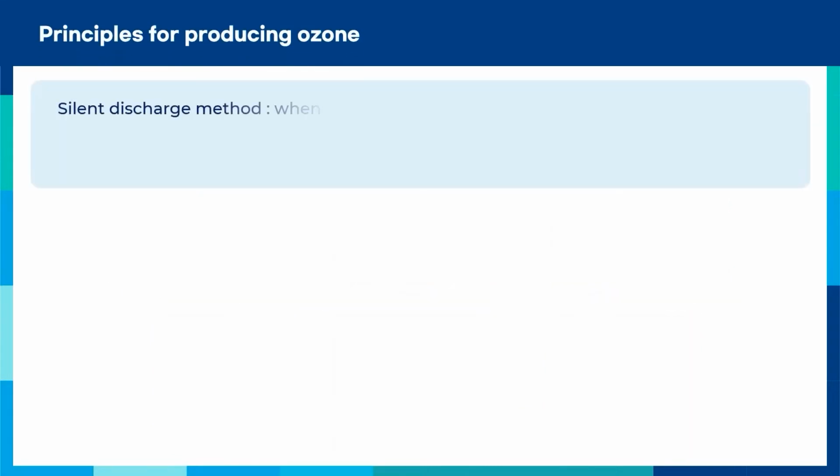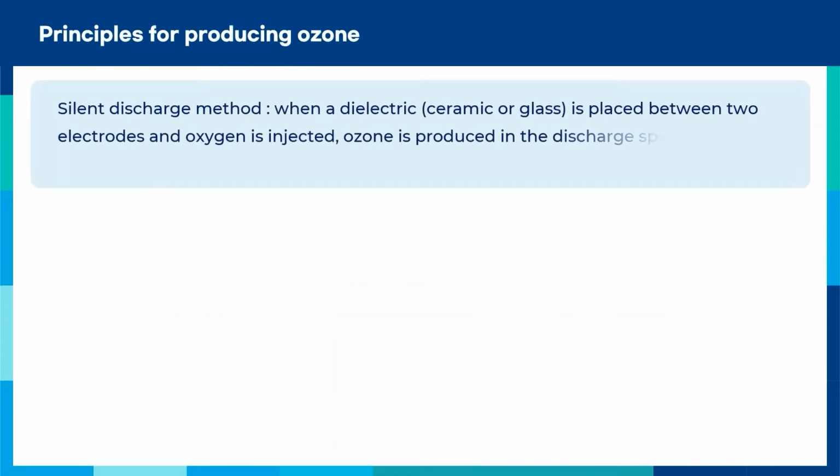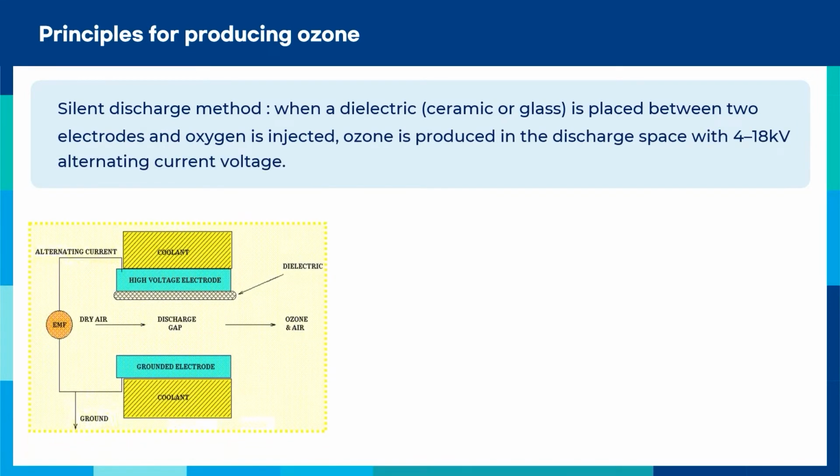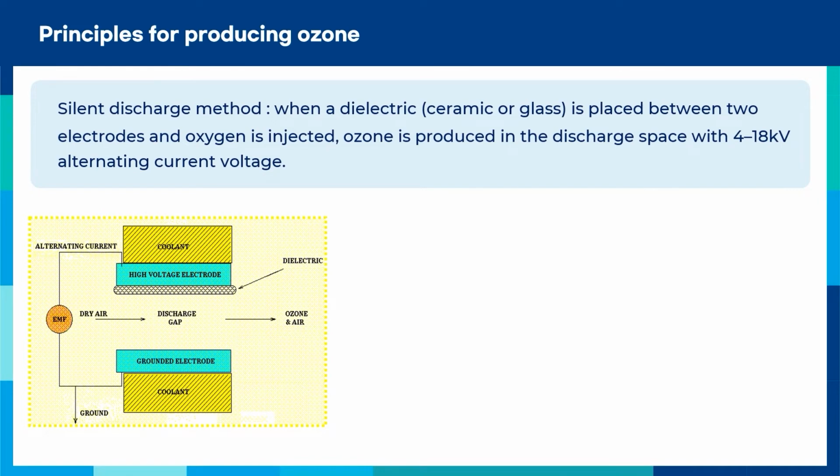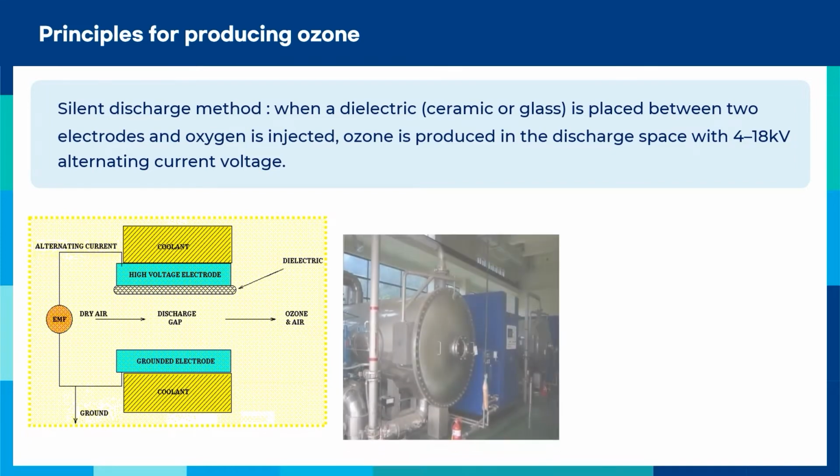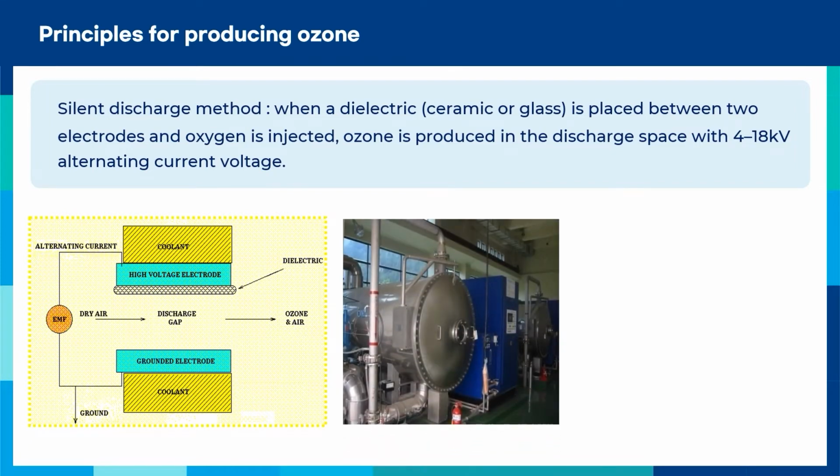The silent discharge method is currently widely used as a method for producing a large amount of ozone. As shown in the figure, the silent discharge method uses an electric discharge phenomenon generated by applying tens of kilovolts of alternating current voltage to the electrodes that have a dielectric placed in between, and it creates very unstable ozone from the air or oxygen in the electric discharge space.